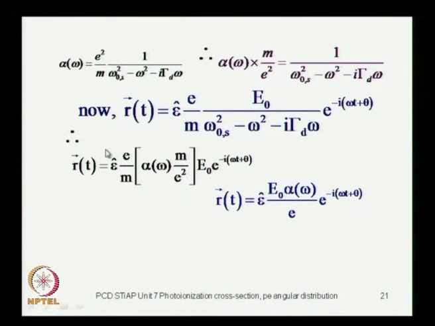This is the direction of the polarization vector, this is the frequency dependent polarizability, which is a complex number as we have seen. Then there is this m over e square which is coming from here, and then of course you have got the driving term. So, this is the solution to the displacement in terms of the atomic polarizability.